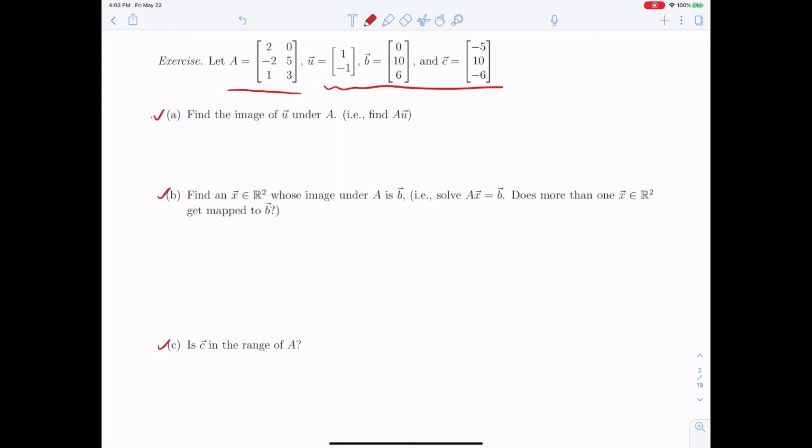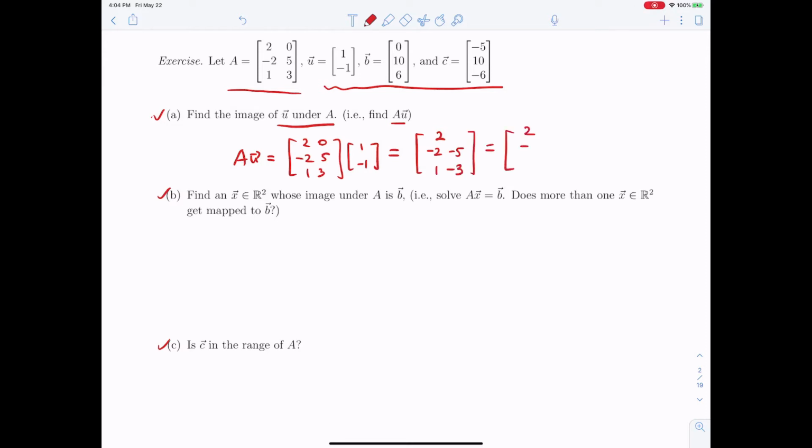Okay, so let's solve this problem together. The image of u under A is, by definition, the same as A times u. So Au is 2, 0, -2, 5, 1, 3 multiplied by 1 and -1. And this gives you 2, -2, -5, 1 minus 3, which gives you 2, -7, and -2.